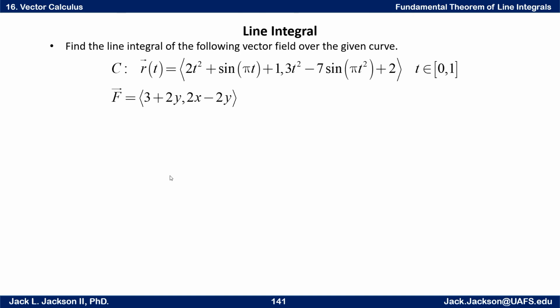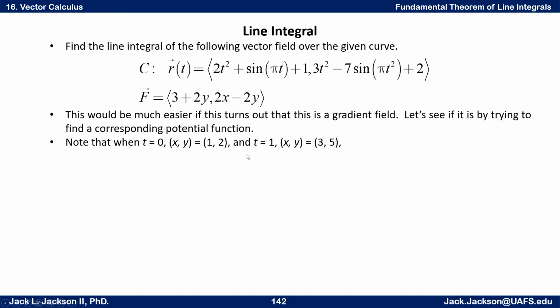Well, wouldn't it be nice if this was a gradient field? Let's see if we can figure that out. If it is, we should be able to find our potential function, and then we can just evaluate it at both ends. You might want to first find out what the points are at both ends. If we plug in 0, what do we get? That's 0. That's 0. You get 1. And that's 0, that's 0, 2. So you get 1, 2. And if you plug in 1, that's 2, 0, that's 3 altogether. And here you get 3 plus 0 plus 2, you get 5, I think. So I think that goes from 1, 2 to 3, 5.